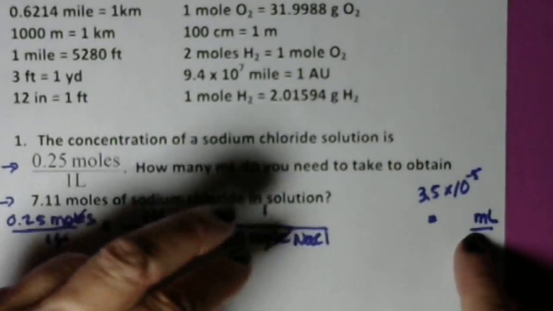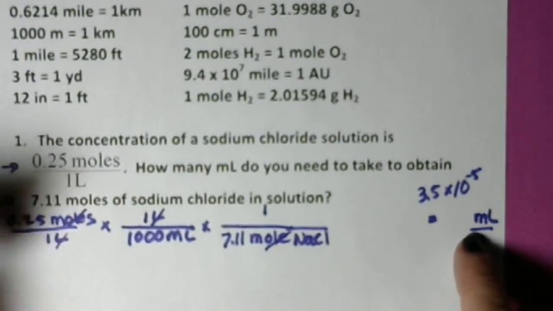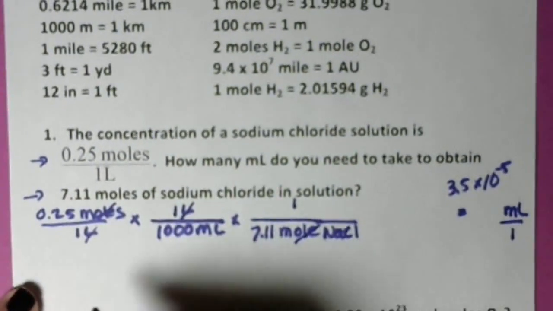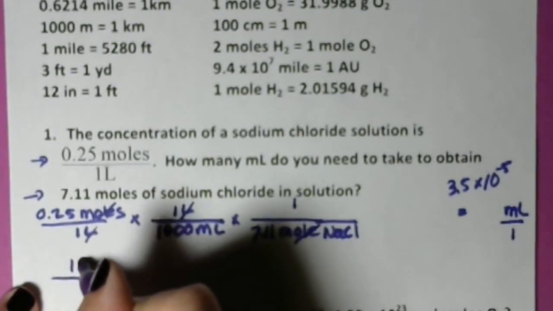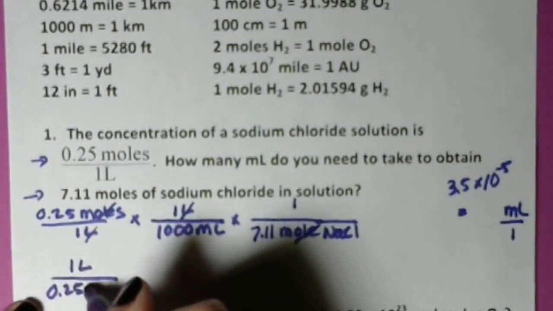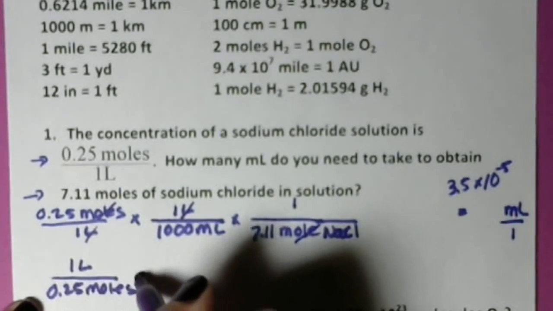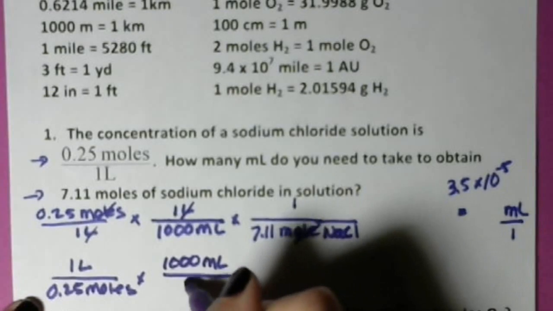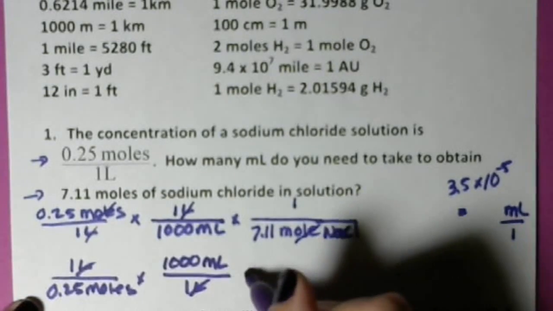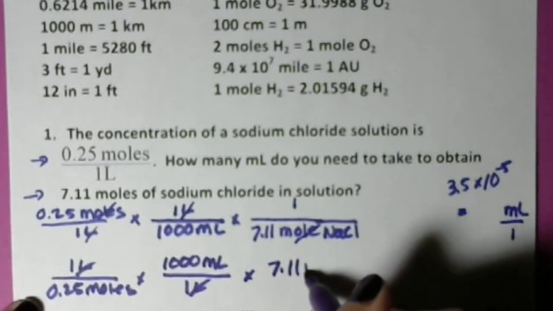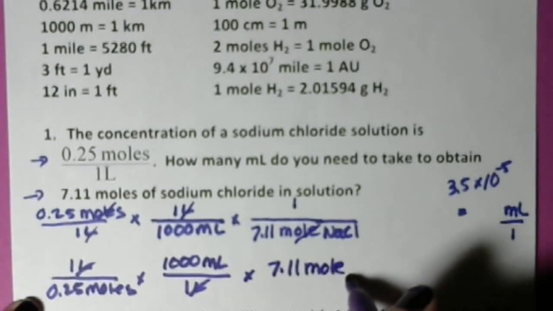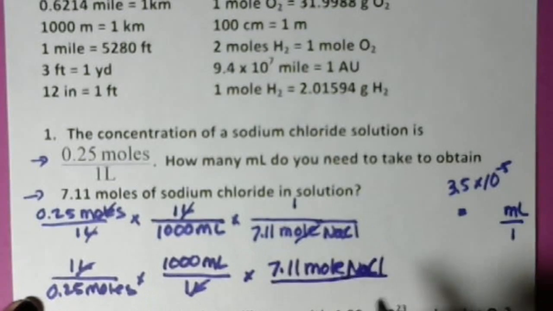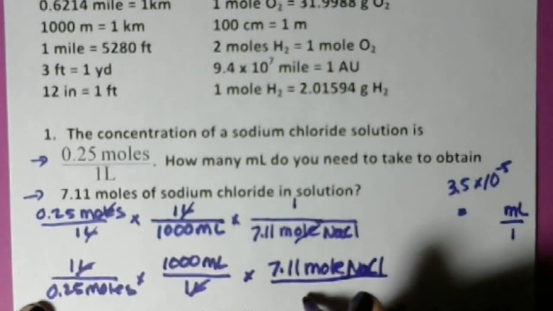But if I flip this one, I'm going to have to flip this one, and flip this one. So basically, I just need to flip the whole thing. So I really should have started with 1 liter over 0.25 moles. And then I could have multiplied by 1,000 milliliters over 1 liter. And then multiplied it by 7.11 moles, which were sodium chloride. Actually, sodium chloride for everything here, over 1.